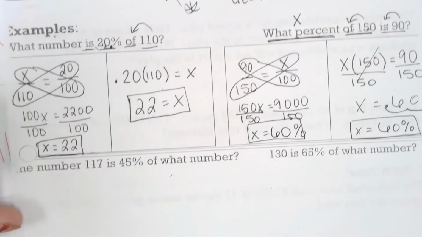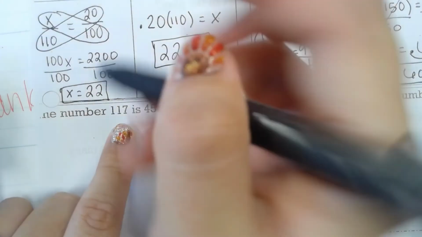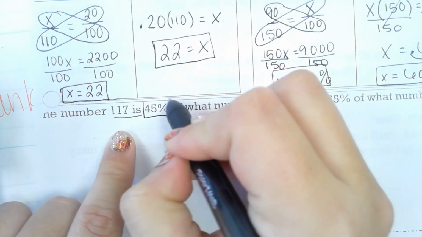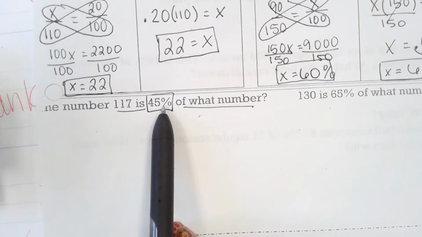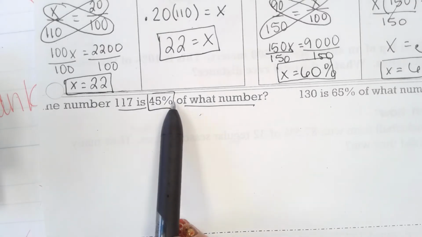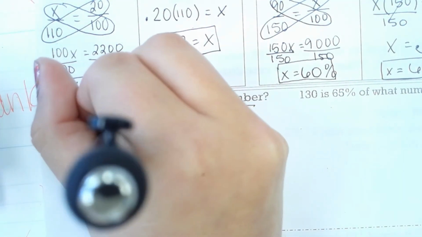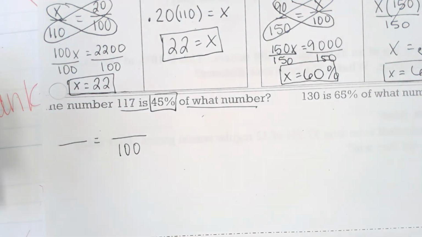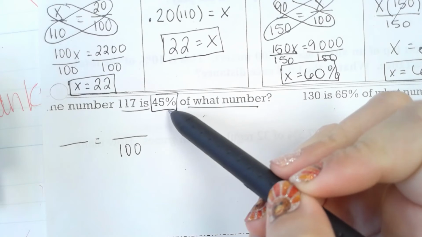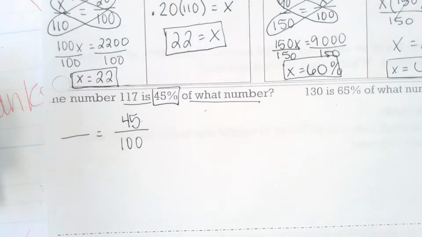Okay, so let's try a couple more problems here. The number 117 is 45% of what number? I always like to start with the percent in my proportion because that's the easiest to figure out, because obviously percents are shown with the percent sign. So in our formula, is over of equals percent over 100. Remember, 100 is always on the bottom because percents are always out of 100. And since we have 45%, I'm going to put 45 on top since that was my percent over 100.